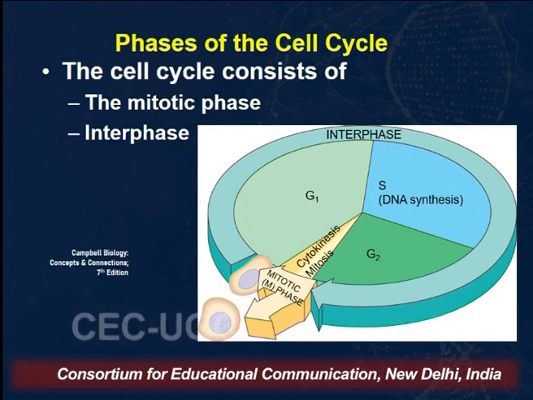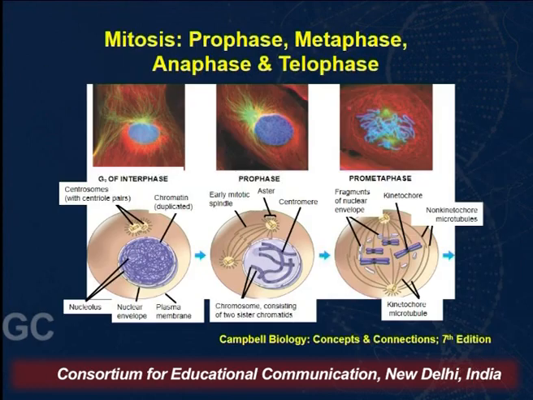So the synthesis happens over there, and in the G2 phase, now these particular chromatin material condense itself and prepare itself for the mitotic phase or the M phase. Now the mitotic phase is further divided into various phases.